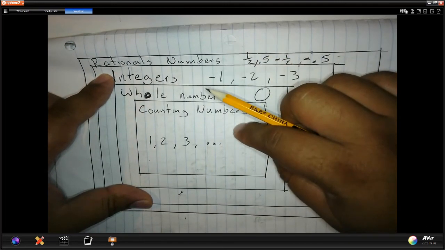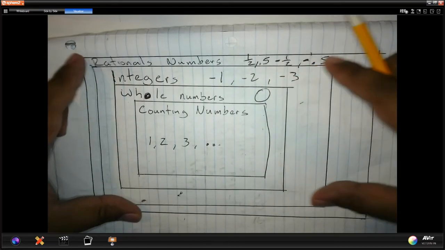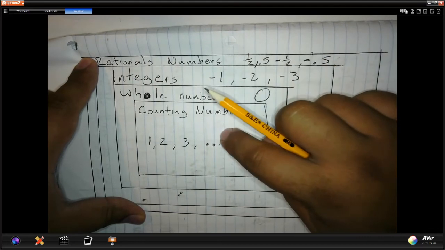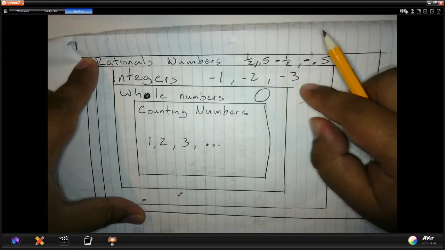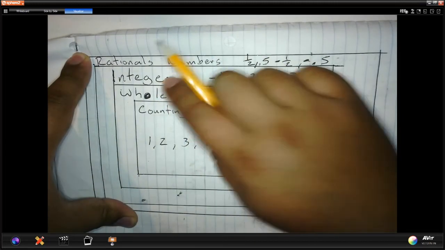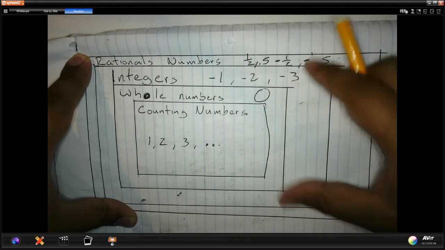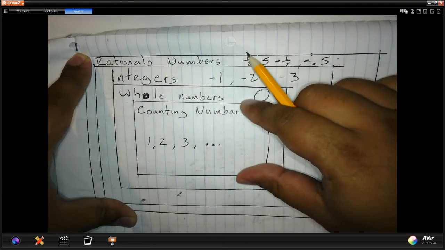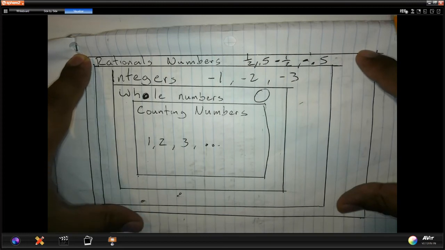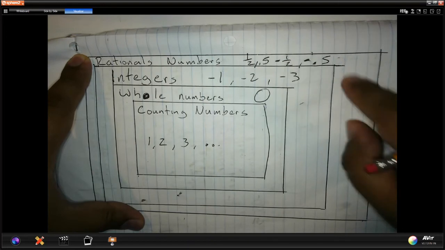So counting numbers are whole numbers. The whole numbers box is going to be inside the integers. So all of my whole numbers are integers. All of my counting numbers are integers. And again, when we go bigger, all of these integers are rational numbers. All of these whole numbers are inside of the rational numbers box, and all the counting numbers are inside the rational numbers box.